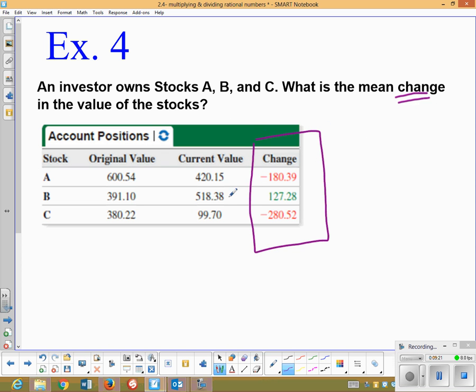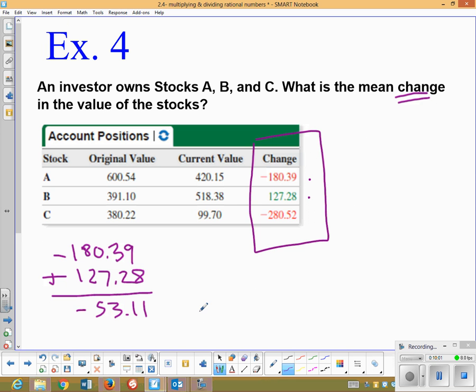Well, to find the mean, all you need to do is add up the total that you have. So we're going to take negative 180 and 39 cents, and we're going to add it to 127 and 28 cents. And I notice the signs are different. So I'm going to subtract and carry the sign of the larger number. Let me solve that really quick for you, and you can do that on the side. I'm going to get 53.11. And since the bigger number is this one, 180.39, my answer is going to be negative 53.11. So that's just adding this one and this one.